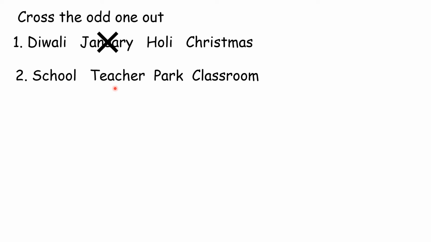School, teacher, park, classroom. From these four words, which is the odd one out? Park. Because park is not part of our school. A school, a teacher, a classroom are all related to school. But the park is a place where we go to play. Even though our school has a little park, it is not part of a school. All schools don't have a park, but all schools have teachers and classrooms. So the word park is the odd one out.